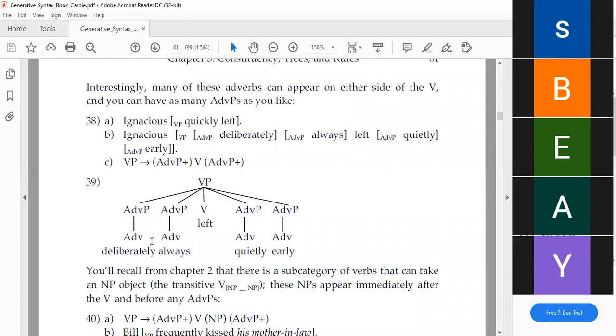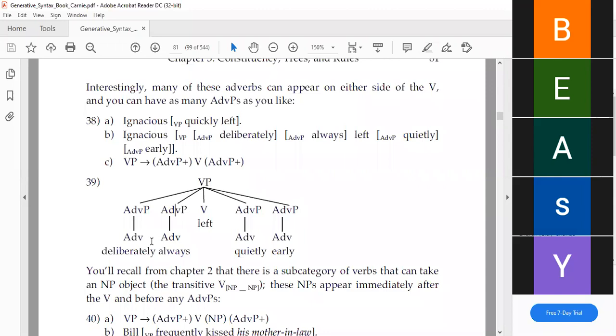Surah. I think because each one of them is a constituent itself. Nice. And so what does this mean, Surah?